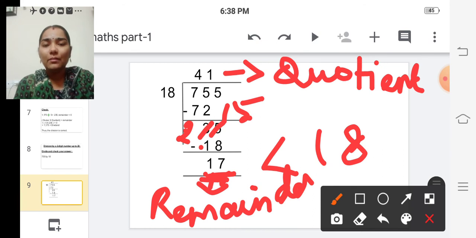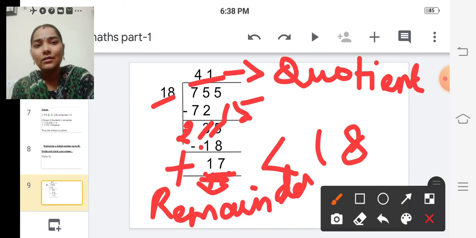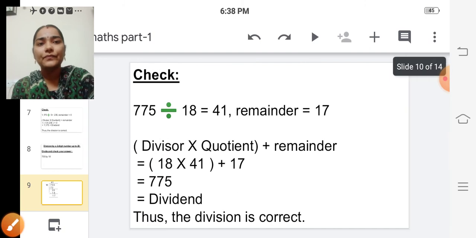We have to multiply divisor and the quotient, and then add the remainder: divisor into quotient plus remainder. After doing that, we will get the dividend. If we get the dividend, our answer is correct. Okay, so shall we check? Yes.